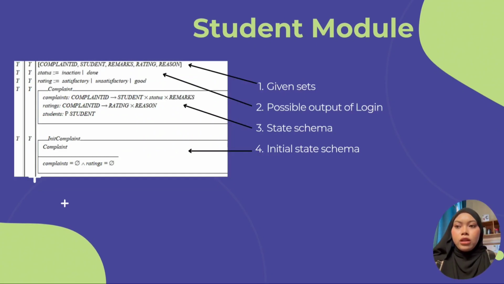For the student module, we use sets like student, complaint ID, remarks, rating, and reason. Each complaint has a status which can either be in action, meaning it's still open, or resolved. Next is the initial complaint. When the system first starts, there are no complaints or ratings in the database. This is represented in init complaint, where both complaints and ratings are initialized as empty sets.